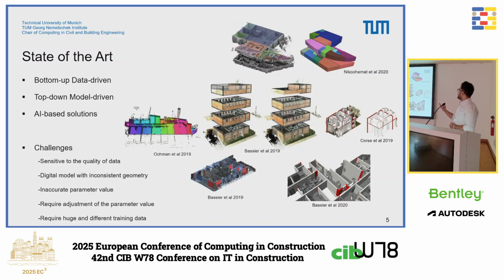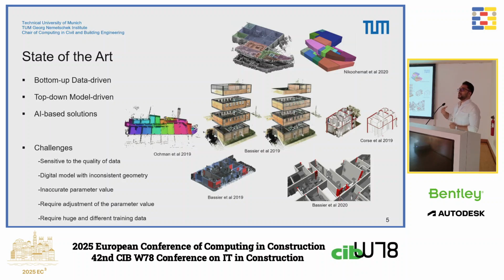Well, currently in the literature, most of the developed methods for creating the digital building model from the point cloud data and RGB images are mostly based on data-driven bottom-up or top-down, model-driven, and also AI-based solutions. Despite all the advancement and contribution they have made in the field, most of the developed methods are still struggling with some challenges that come from the nature of the point cloud data. Due to the presence of noise, gaps, and clutter that come from the different objects, the methods are really sensitive to the quality of data.